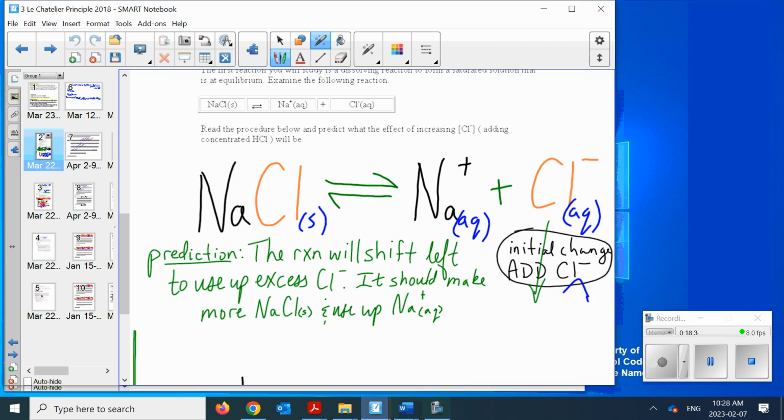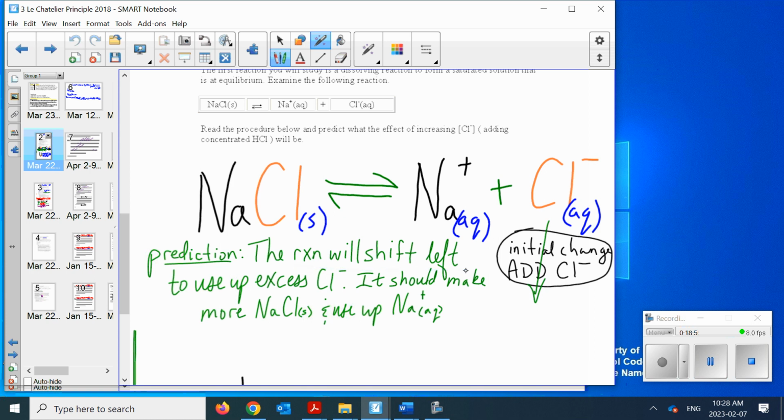So initially we changed, this is the order I would write. Initial change: add Cl negative. You think, how does the system use up that? How does it bring it back down? We screwed up the equilibrium. Well, the way it'll bring it back down is to shift to the left momentarily to use up the excess Cl negative, and it should make more sodium chloride.